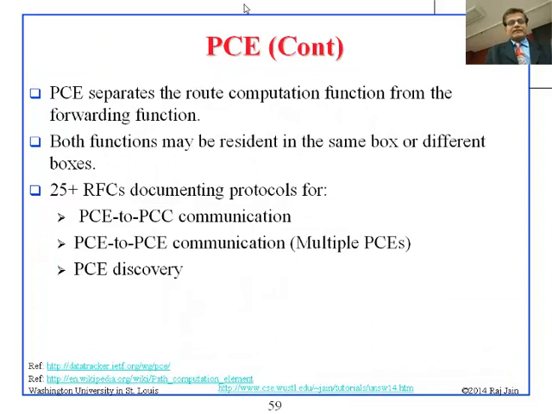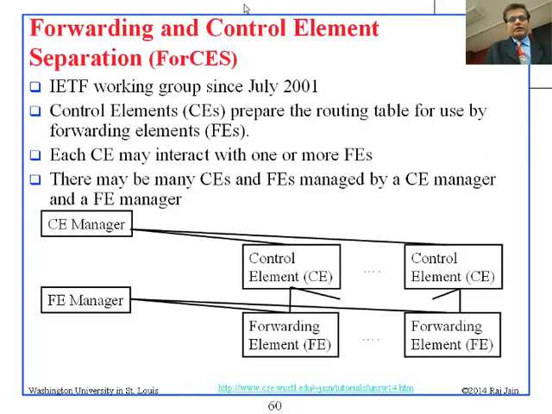And the PCE is well established. There are 25 plus RFCs, so that is good. Then there is a protocol called ForCES, forwarding and control element separation, 2001. 14 years ago, these guys came up with the idea that we should separate the control plane from the forwarding plane, and so on and so forth. All of these things that we are talking about today were there, although it did not go too far, but that is there.